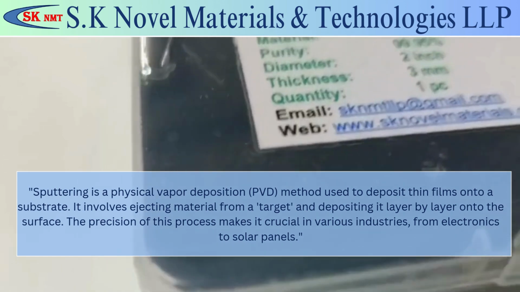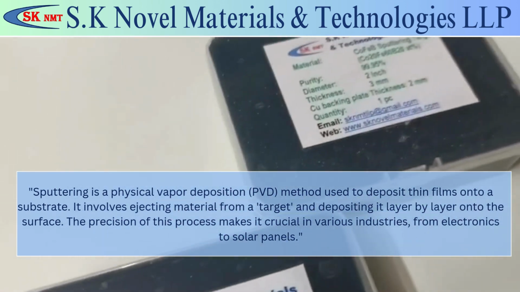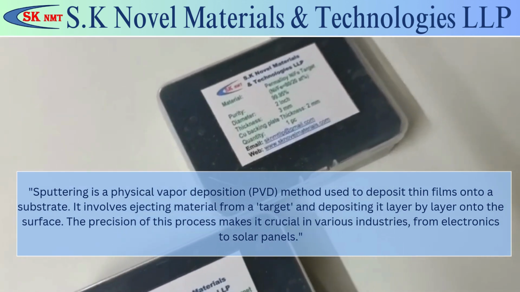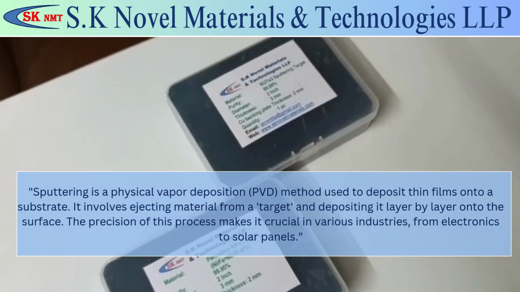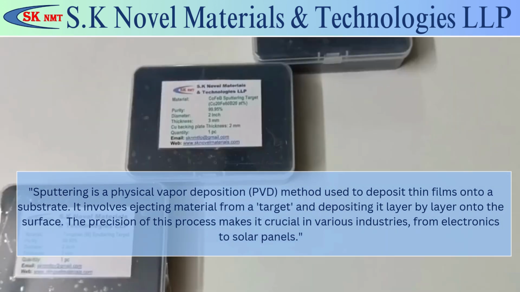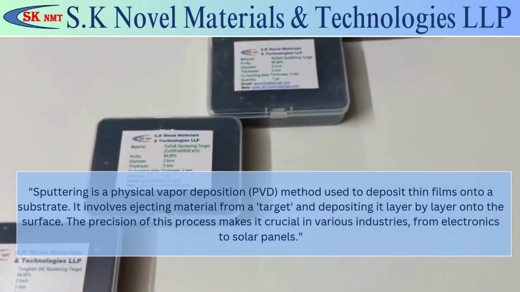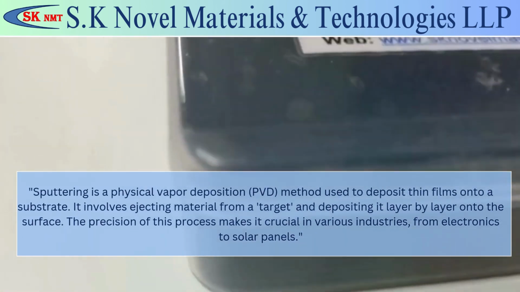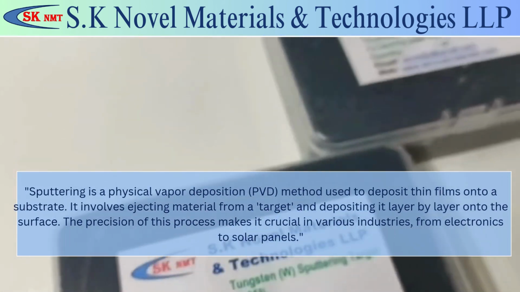Sputtering is a physical vapor deposition (PVD) method used to deposit thin films onto a substrate. It involves ejecting material from a target and depositing it layer by layer onto the surface. The precision of this process makes it crucial in various industries, from electronics to solar panels.